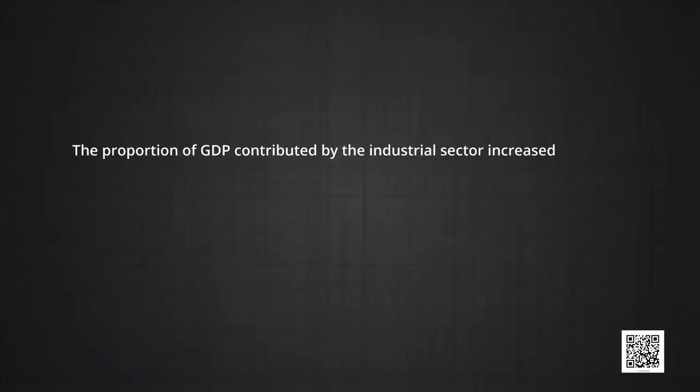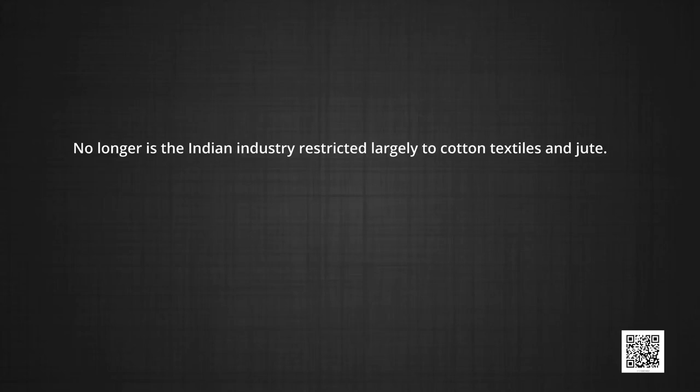The proportion of GDP contributed by the industrial sector, the rise in the industry's share of GDP, is an important indicator of development and reflects a positive change in the sectoral composition of the GDP of India. No longer is the Indian industry restricted largely to cotton textiles and jute. In fact, the industrial sector has become well diversified.